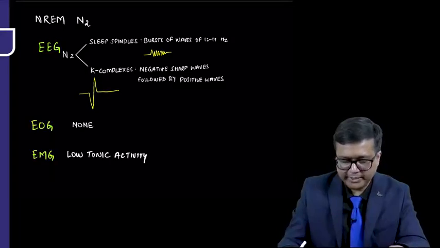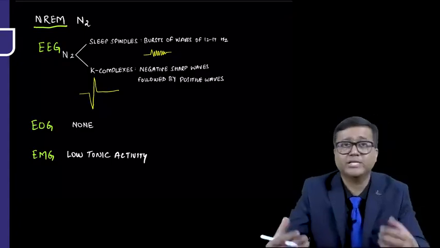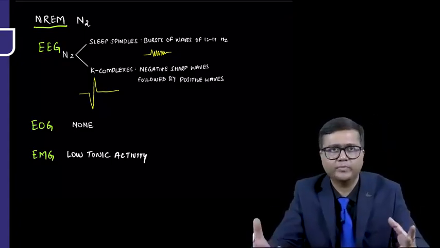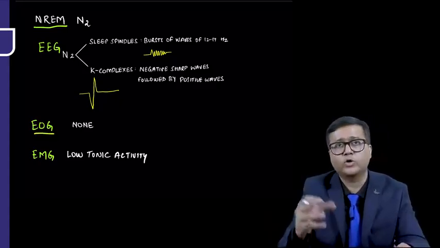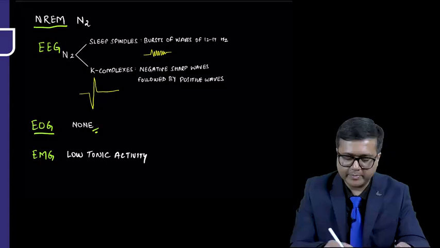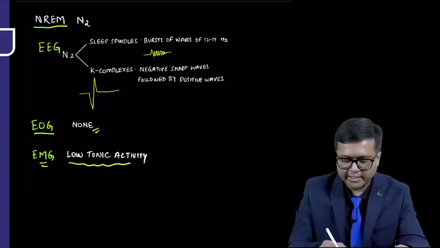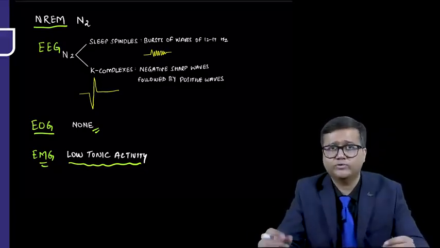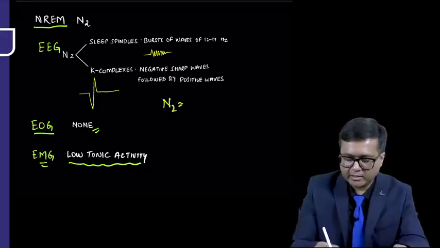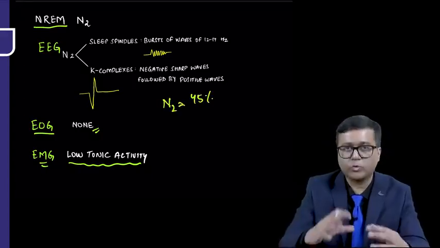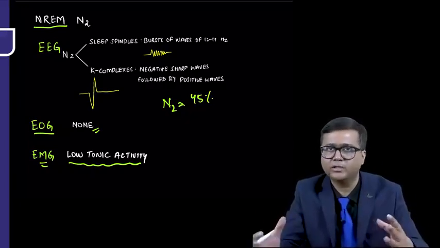Now in N2, if we see the EOG, as the name suggests, what is NREM? It is non-rapid eye movement. The EOG, electro-oculogram, tells you the eye movements, which are generally minimal or none. In the EMG, electromyogram, low tonic activity can be seen in N2. Also, in N2 we spend around 45% of the total duration of sleep, so N2 is the stage wherein we spend maximum time during sleep.